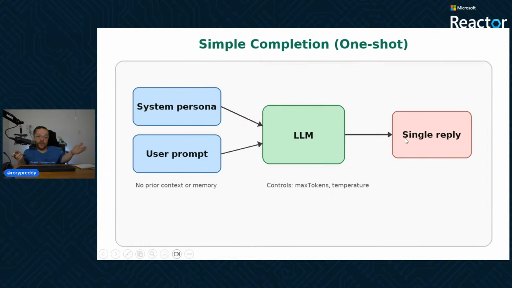Anyone who's used Copilot or ChatGPT understands that this is just you logging onto a window and saying, give me a joke. And it just gives you a joke. You've got the system persona, you can set the user prompt, the LLM, and the single reply. We did touch in the previous session on the LLM that we used, GPT-4 Nano. We're going to be looking at which LLMs we can use in this session, which is GPT-4 Nano and also GPT-4 Mini, and why each is necessary.